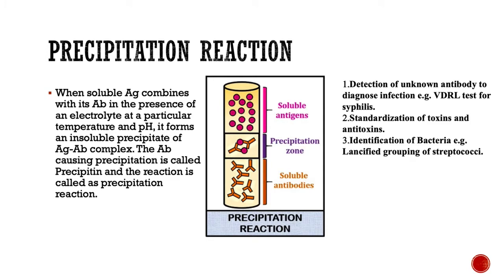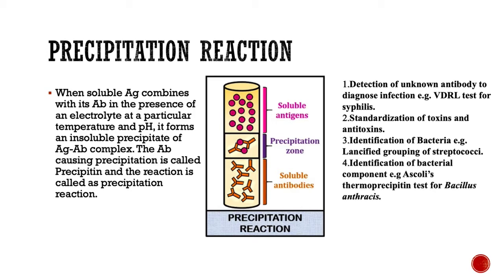Third, in identification of any kind of bacteria, for example the Lancefield grouping of streptococci. Streptococci are the round shaped bacteria that you all know. And number 4, the identification of bacterial component, that is Ascoli's thermoprecipitin test for Bacillus anthracis. Ascoli's thermoprecipitin test is basically used only for Bacillus anthracis, that is to find out the disease anthrax. There also we can use the precipitation reaction.